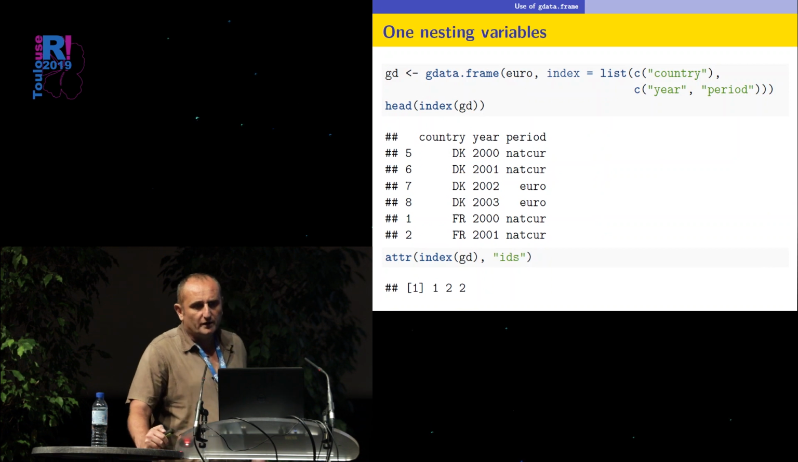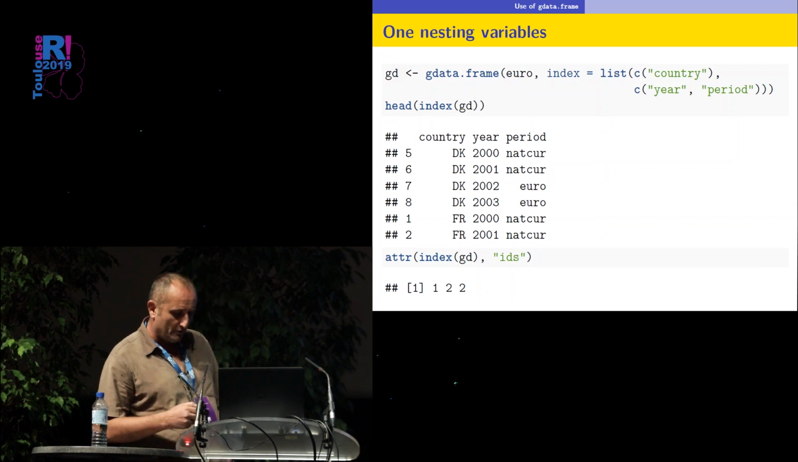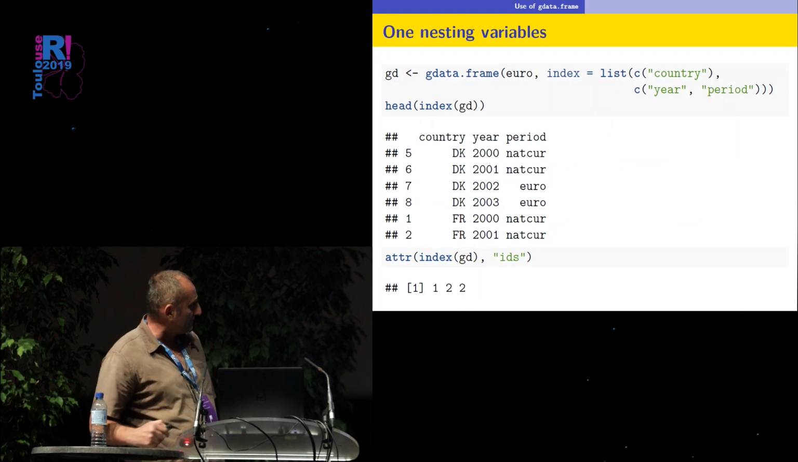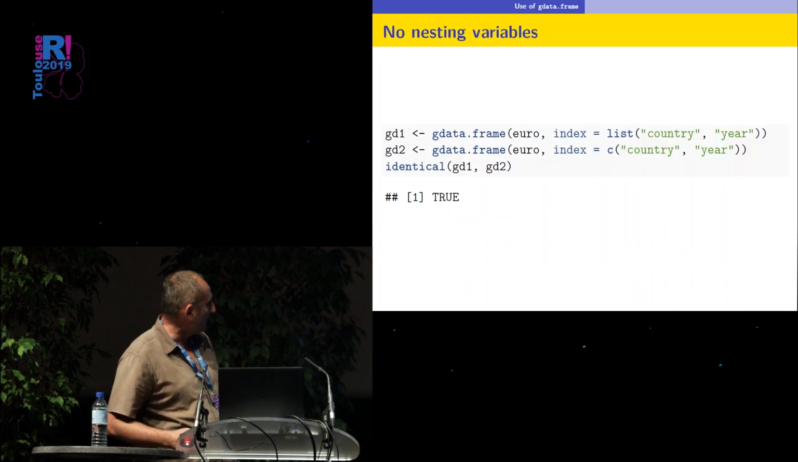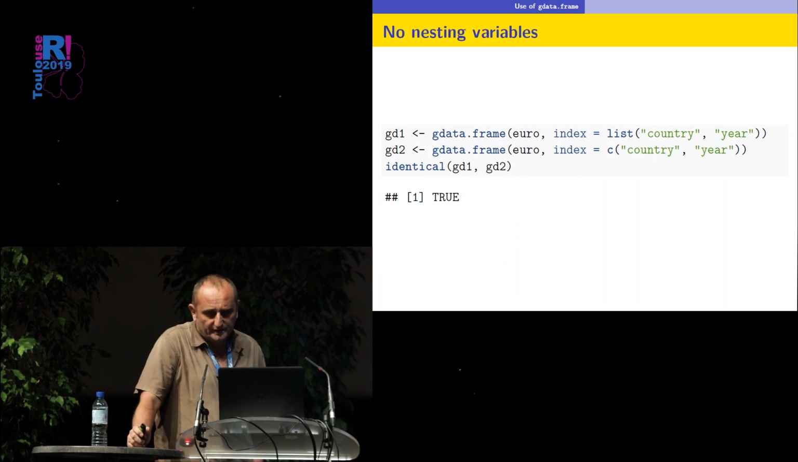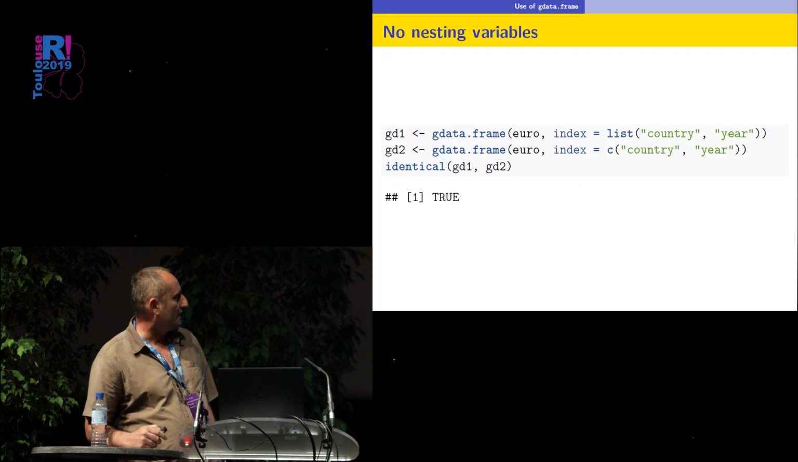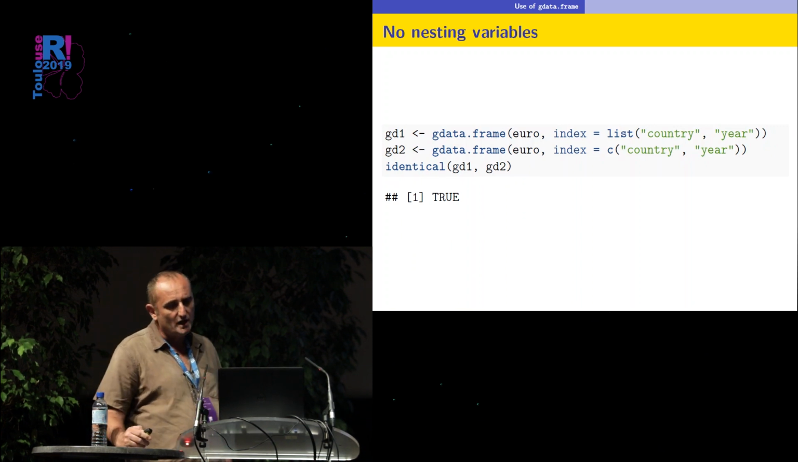Of course, you can use gdata.frame with only one nesting variable. So for example, here there is no nesting variable for the first index, but only for the second one. And you can also, which is quite a current case, not define any nesting variable. And in this case, you just indicate either a list or a vector containing the names of the 2 indexes.